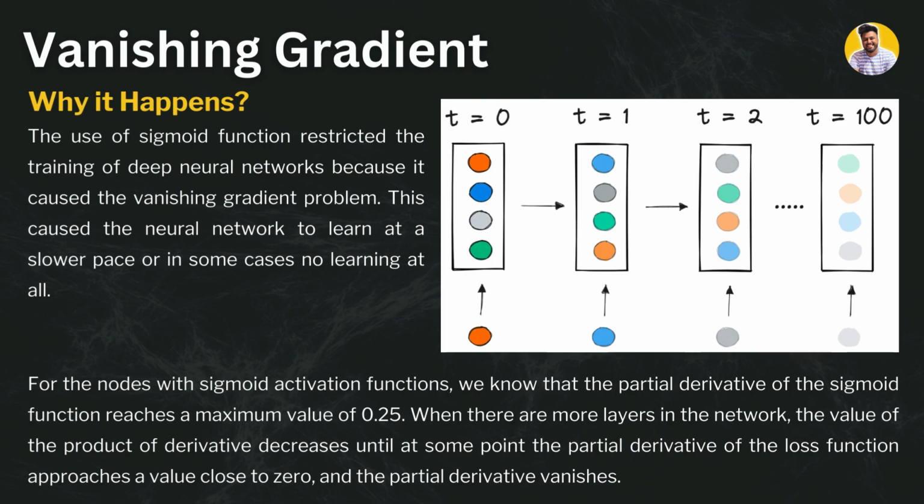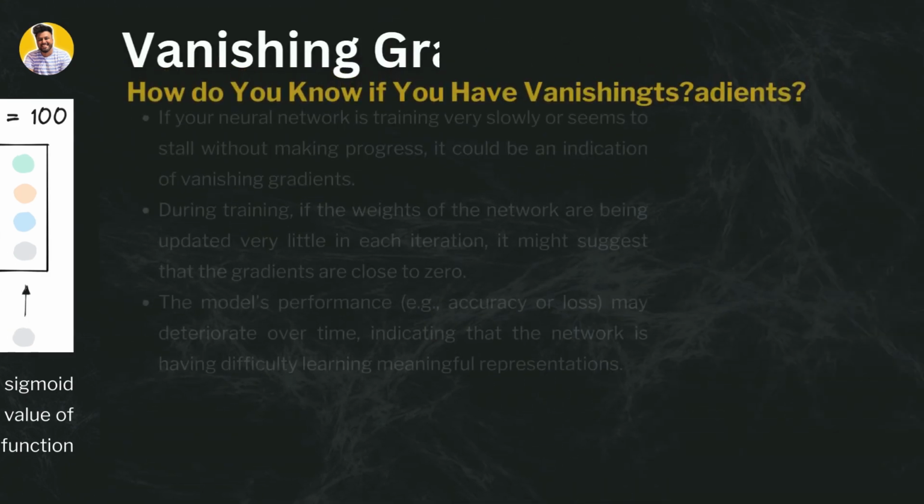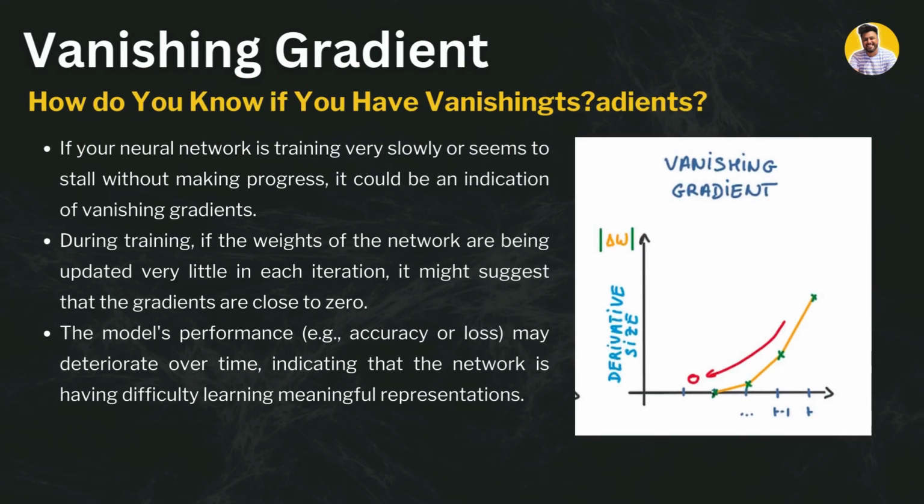Now, how do you know if you have the vanishing gradient problem in your neural network? The very first thing is that your neural network learns very slowly. During training, the weights of your neural network are updated very little, and the model performance also reduces over time. If you see all these symptoms, then you know that you have the vanishing gradient problem.